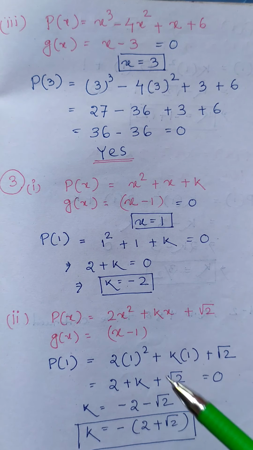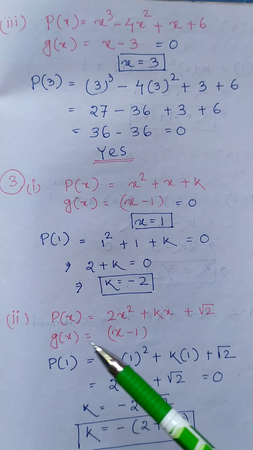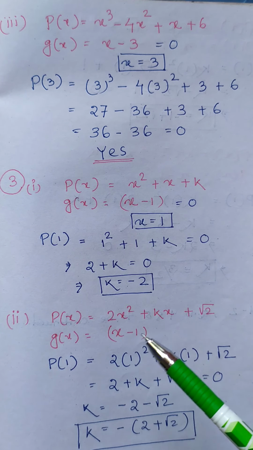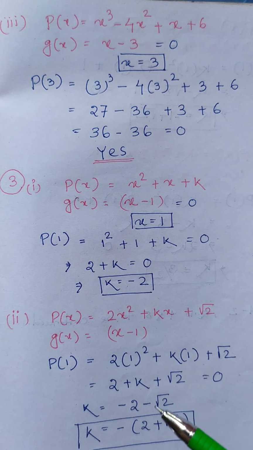Coming to part 2, p of x is given as this value and g of x as x minus 1. So again the x value will come as 1. So putting p of 1, or x as 1, in p of x, we will get a value of k as 2 minus root 2. It's minus 2 minus root 2. So we got the value of k.